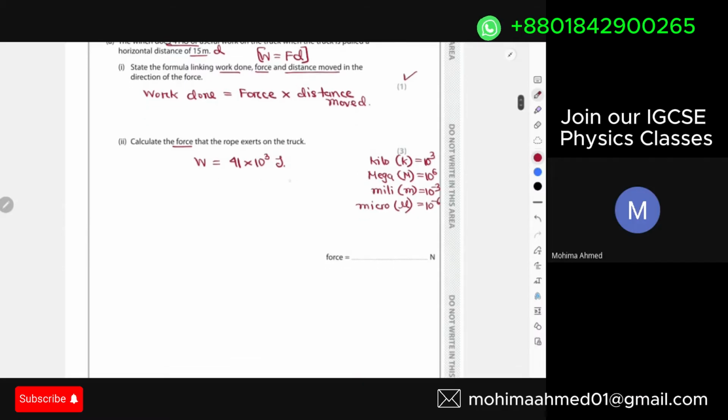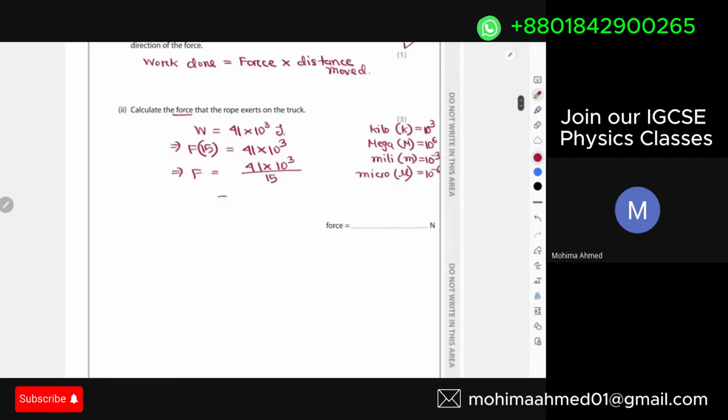That means over here, this is your energy. Energy is given as what? Force times distance. Distance was 15, equals 41 times 10 power positive 3. And finally, force in that case is 41 times 10 power positive 3 over 15. How much is this then? Try to calculate the value, please.